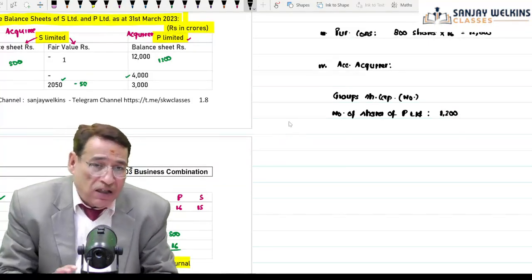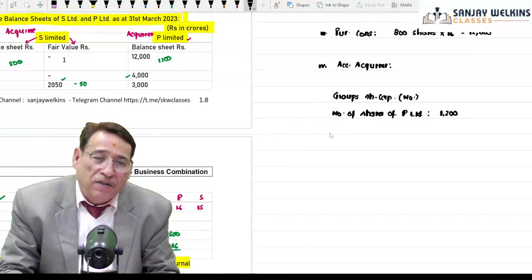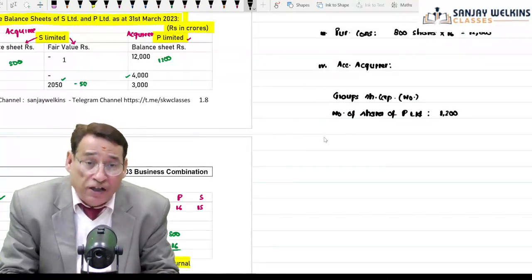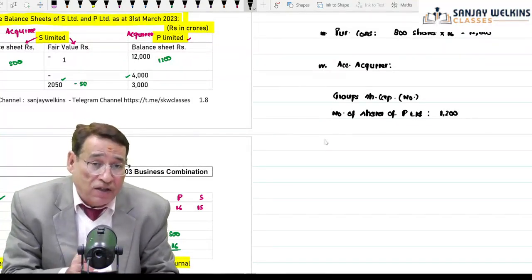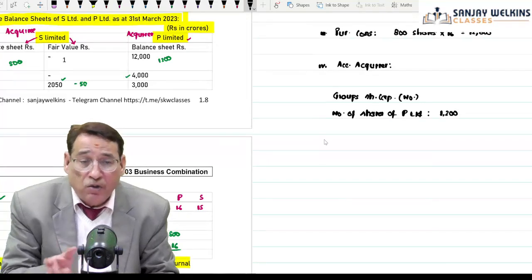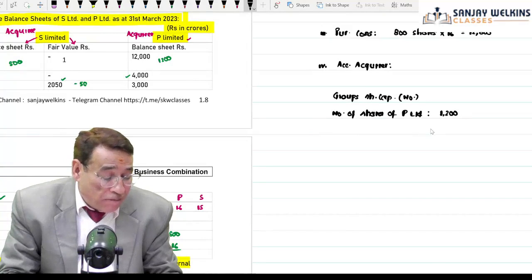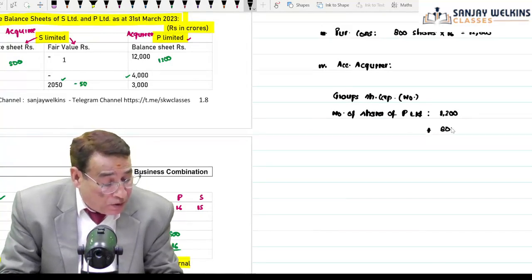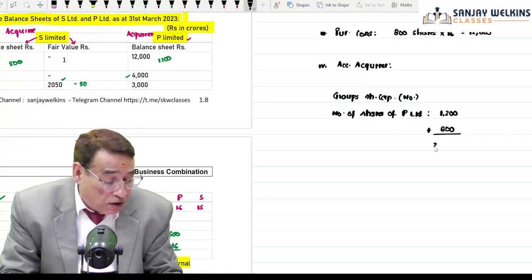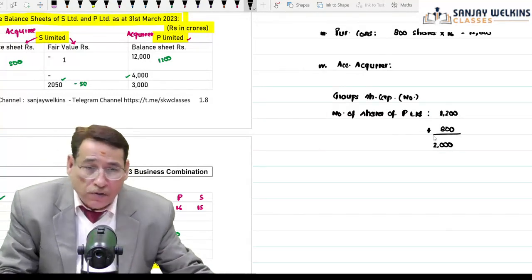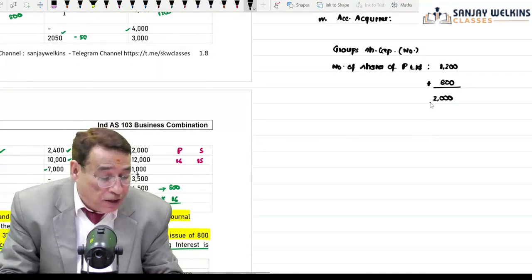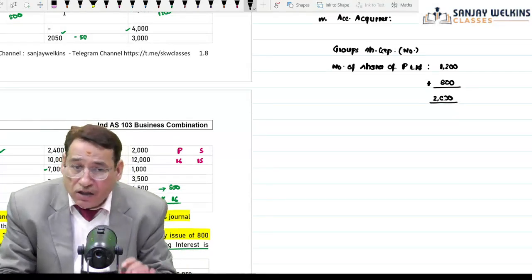And we have just seen that in order to discharge the consideration, P Limited has issued 800 shares, because this time the purchase consideration is being discharged through issuance of shares. So on account of that, what will happen? On account of that, share capital of P Limited will increase, and now we can say that the total number of shares is equal to 2,000. Total number of shares of P Limited is equal to 2,000 without an iota of doubt. Is it clear to you or not?